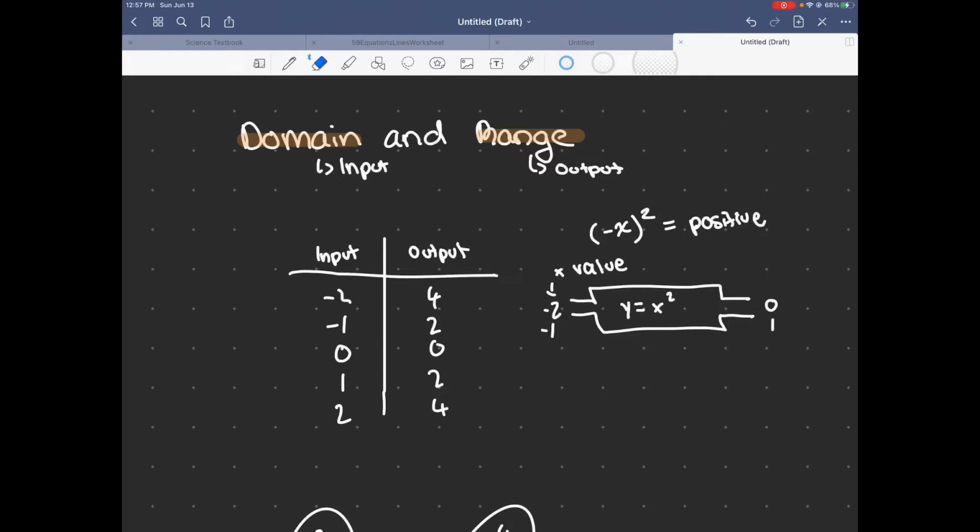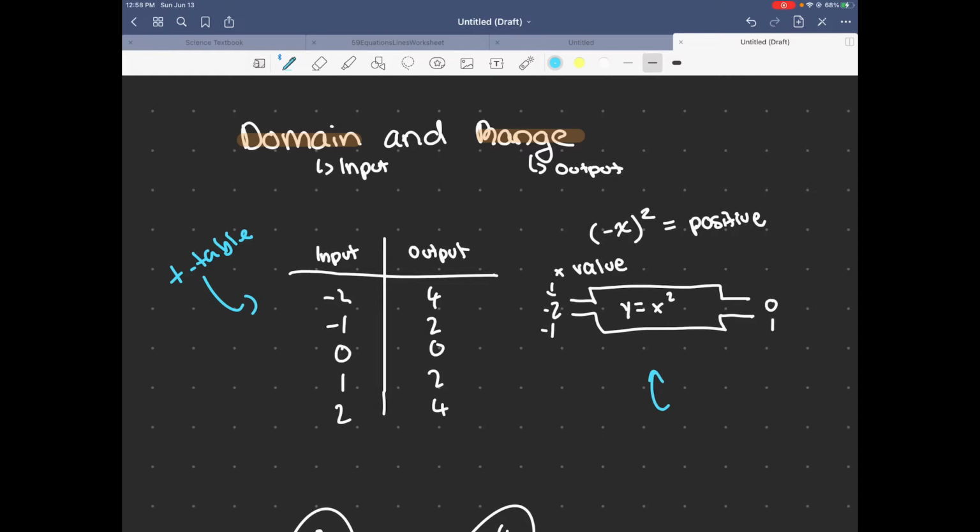Hello guys, today we're going to be learning about domain and range. You could think about our domain as the input and our range as the output. Now I could graph things or make a t-table. So this here is a t-table.